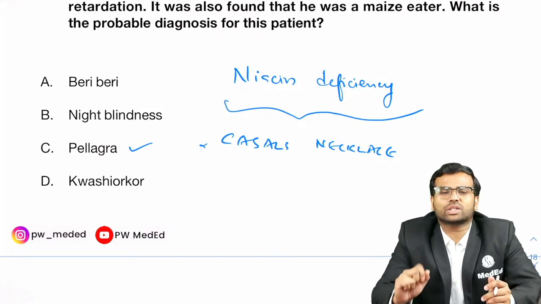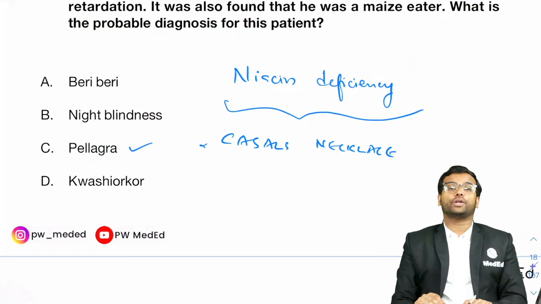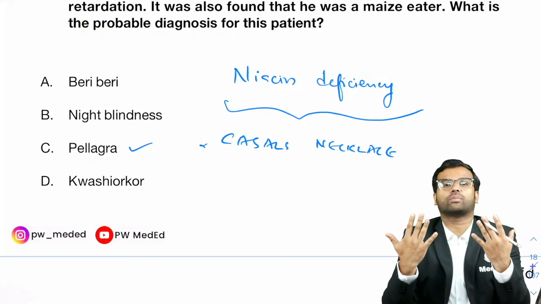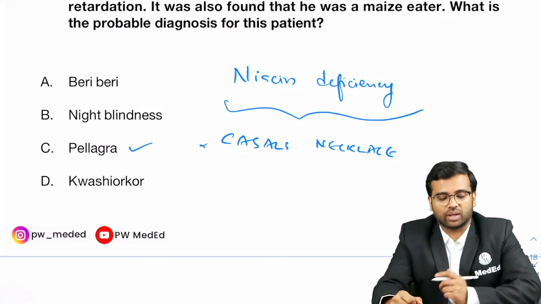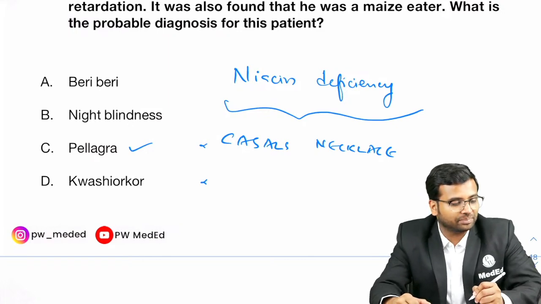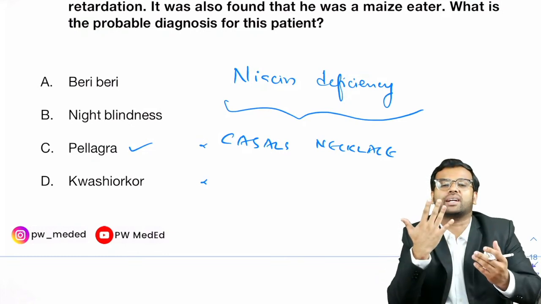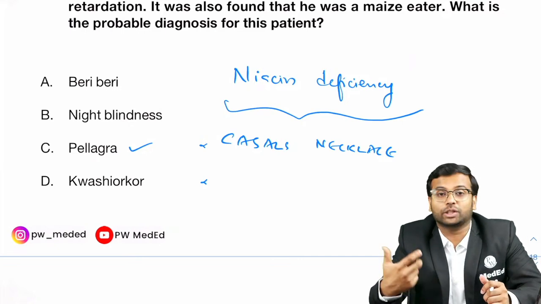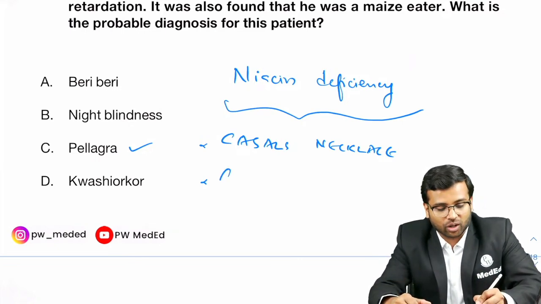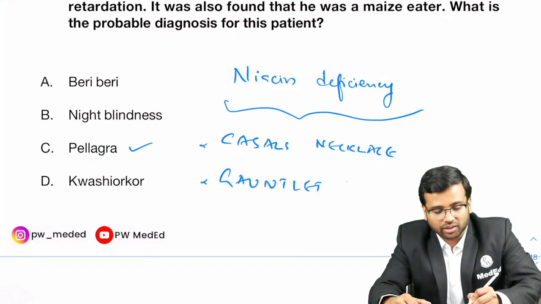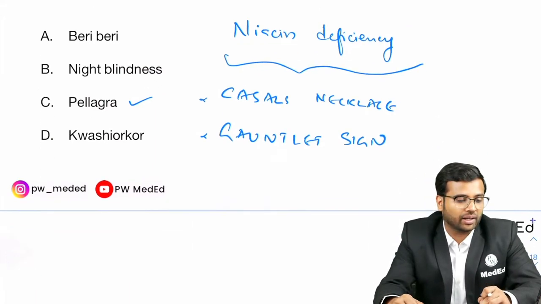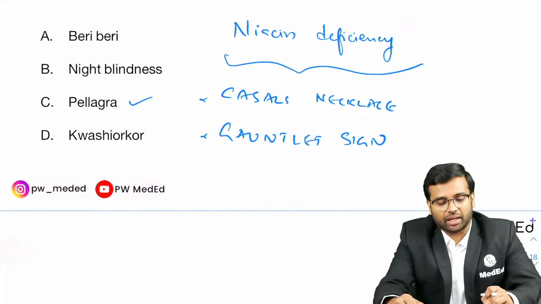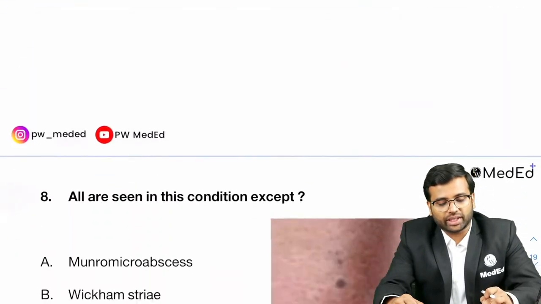Okay. Now there is one more finding. If the patient presents to you with a shiny rash over the dorsum of the hands, like the hands look red in color, there is a name for this sign as well. What is this sign called? Medsaiko, Kessel's necklace. Now what about this sign? There is a shiny red rash that you can see over the hands, especially over the dorsum of the hands. So this is called the gauntlet sign. These are two very important skin findings that you can see in pellagra. So now let's move to the next one.